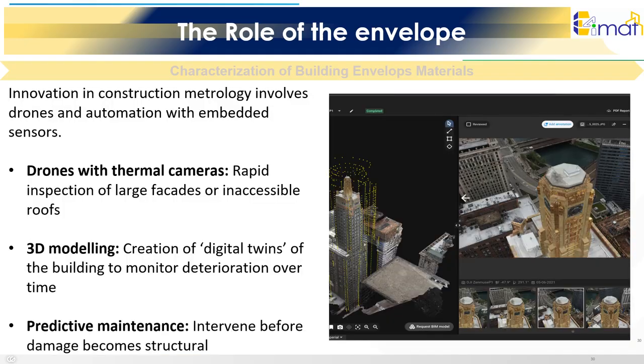Advanced technologies such as drones equipped with thermal cameras facilitate large-scale facade inspections. 3D modeling enables the creation of digital twins that support predictive maintenance. These innovations allow early detection of deterioration, reducing maintenance costs and preventing structural damage.